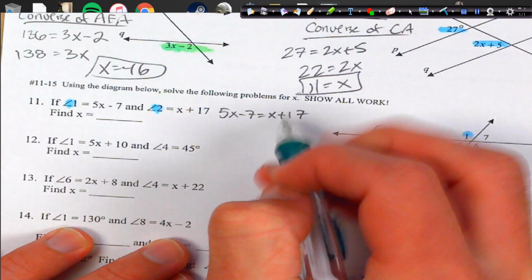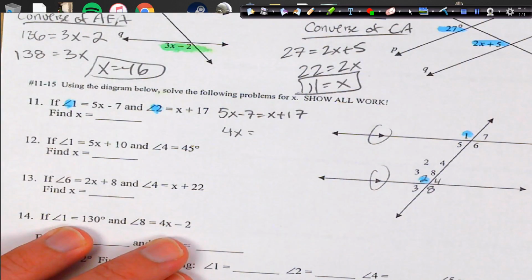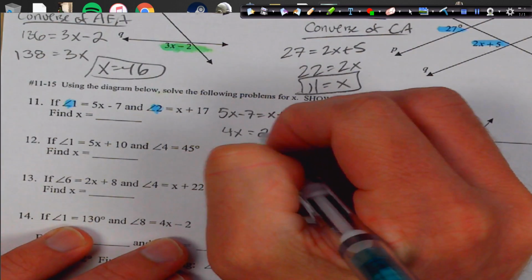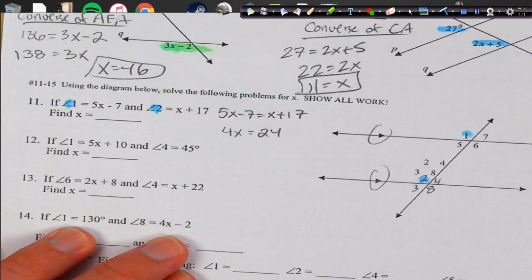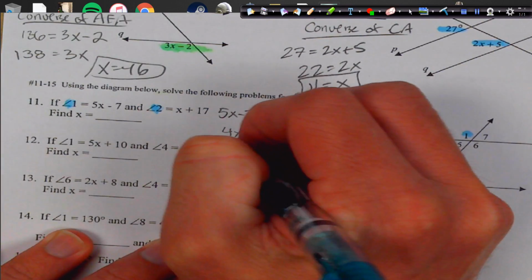I'm going to move the 7 over there and the x over here, so we get 4x. By subtracting it, add 7 to 17, and I'm going to get, what, 24, I believe? Is that correct? Yes. And then we're going to divide by 4. We get x equals 6.